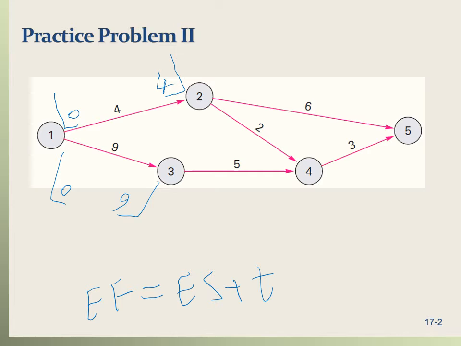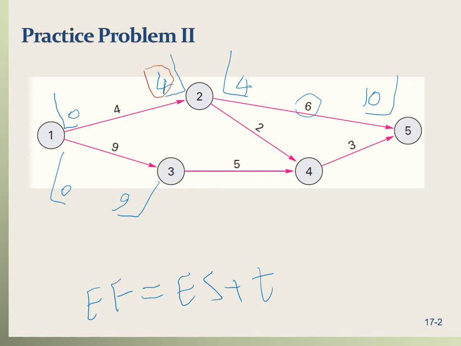Let's move on to the next activity. Activity 2 to 5. The early start of activity 2 to 5, because it depends on activity 1 to 2 to be completed, so it needs to wait until it is completed. So that's 4. So the early start of activity 2 to 5 is 4. And the early finish is early start 4 plus 6, the time t. So that's 4 plus 6 is 10. So the early finish is 10.